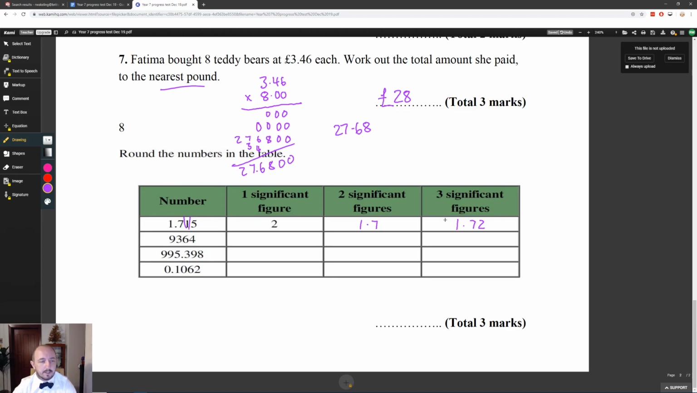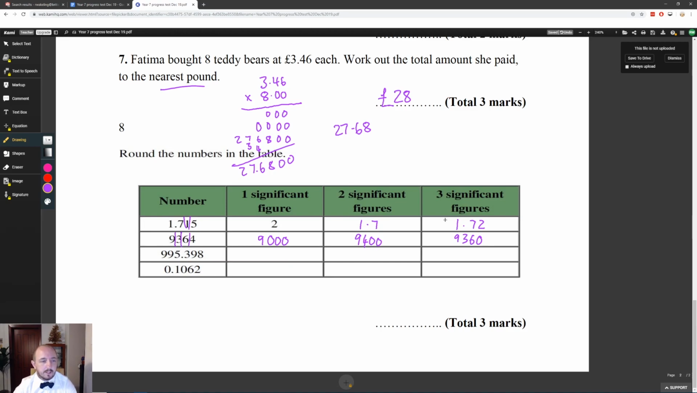9364 to 1 significant figure, that's there. Everything else after the line, because these are whole numbers, becomes zeros. And the 3 does nothing to the 9. 2 significant figures, the 6 will raise the 3 to a 4. Everything after the line becomes zeros. 3 significant figures, the 4 does not change the 6. So we have 6, 3, 9, and everything after the line becomes a 0.